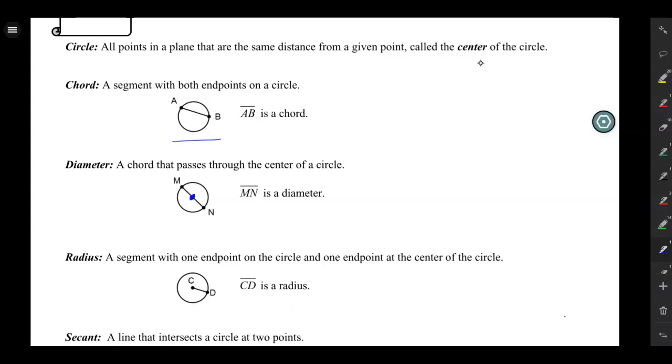The next is a radius, and people often think of the radius as half of a diameter. Basically, a radius is a segment that starts at the circle and then goes to the center of the circle. So any segment that's starting at the center and going to any point on the outside of the circle is going to be a radius.